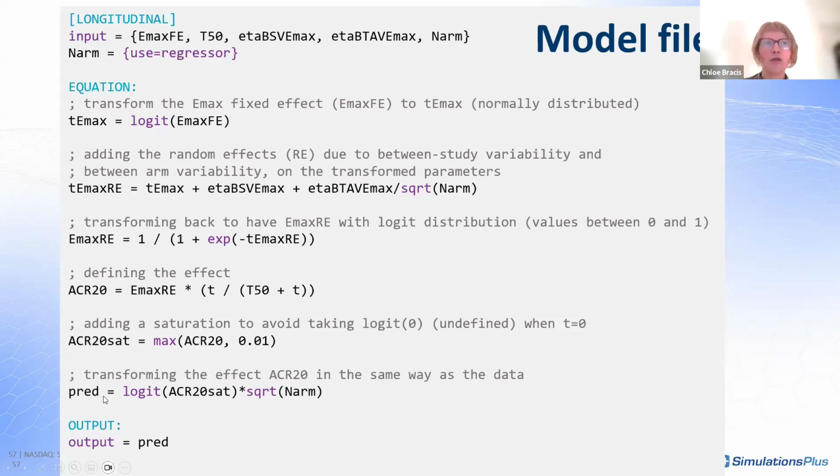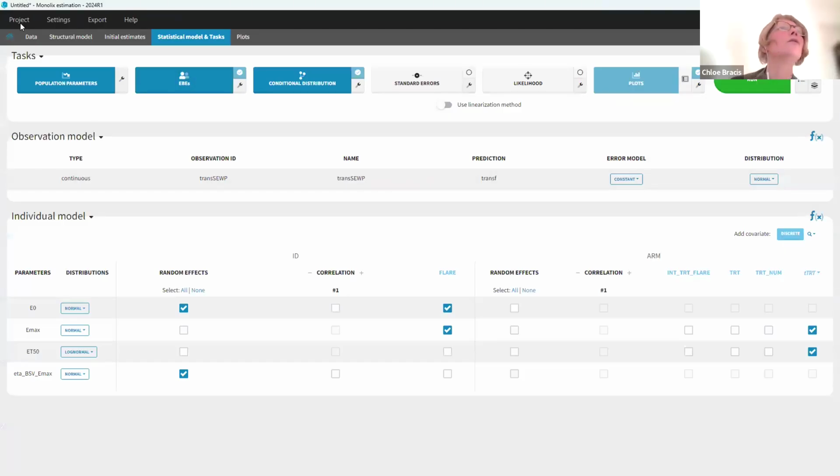And finally, we need to transform our prediction. So this ACR 20 is our prediction, and then now we're going to apply that same transformation that we applied in our data, where we take the logit and multiply it by the square root of n arm. So that's everything we have now set up. So now let's go and do that in Monolix so that we can see how to do the setup in Monolix.